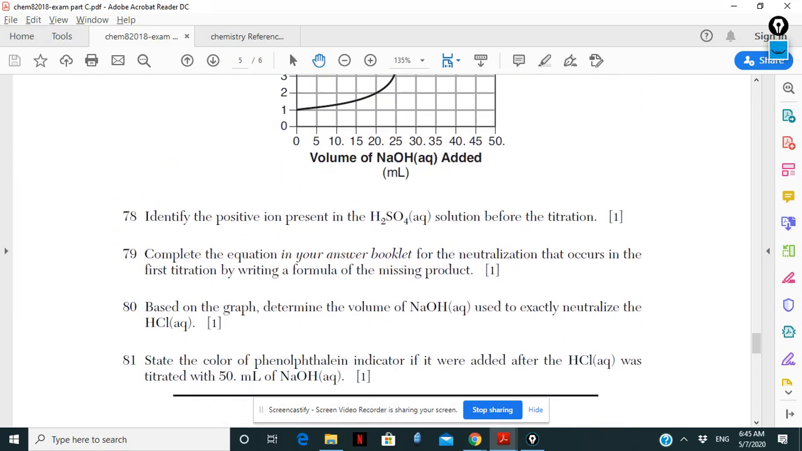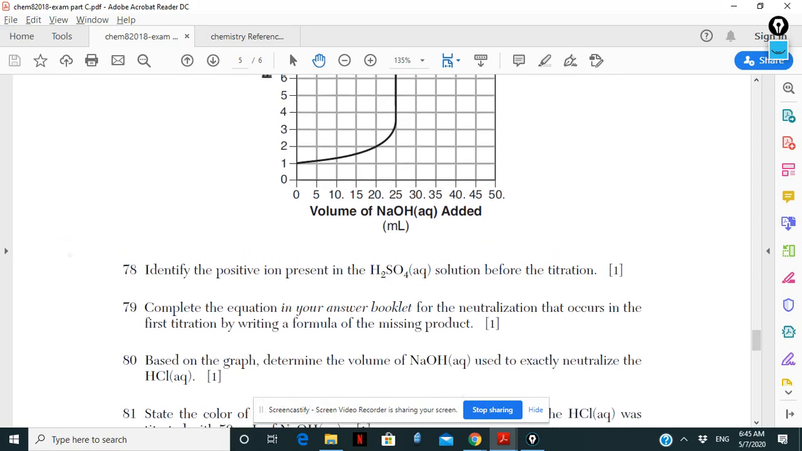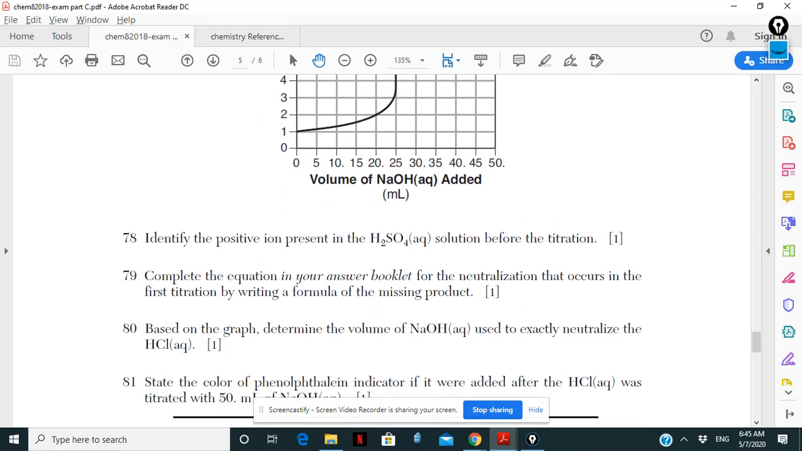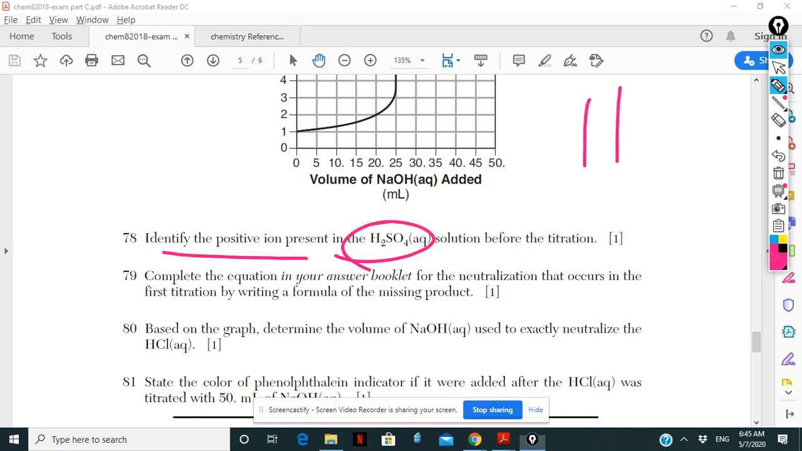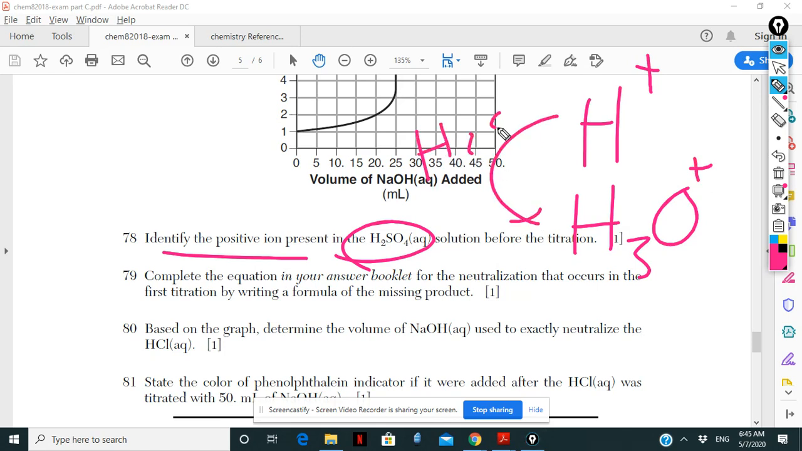Now, questions 78 through 81. The first one: this is an acid. The positive ion is always hydrogen or hydronium ion. We get that in the water because the hydrogen ion dissolves in water, giving me the hydronium ion.